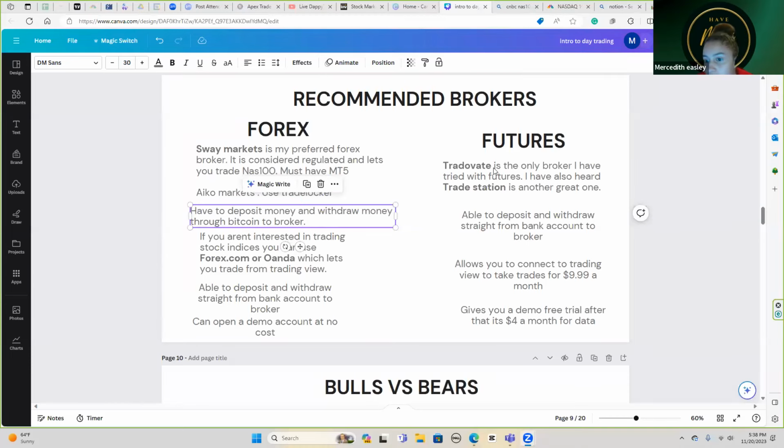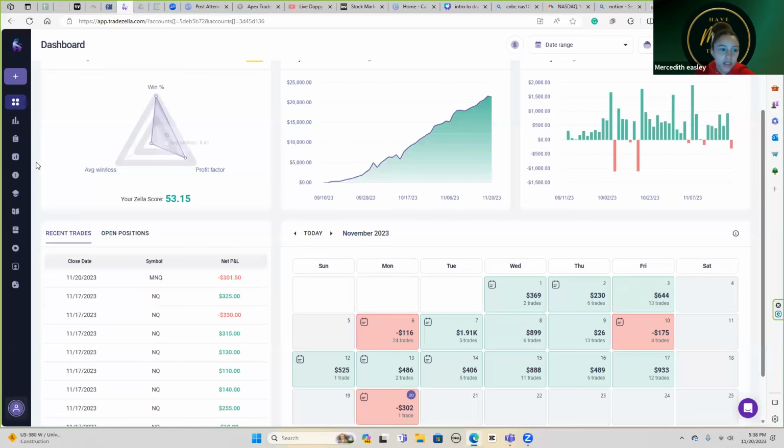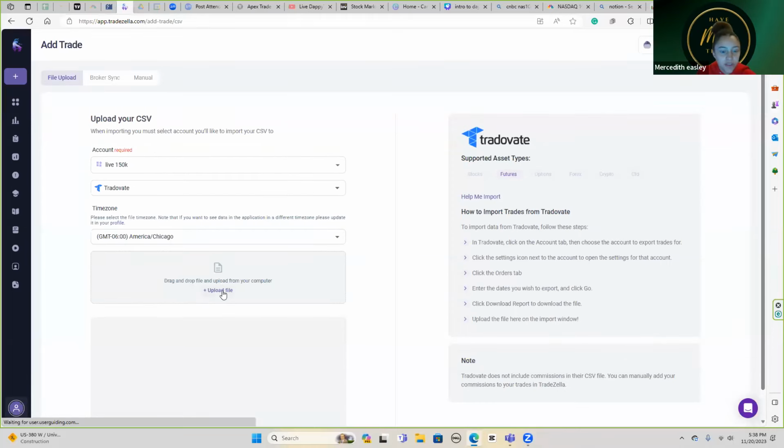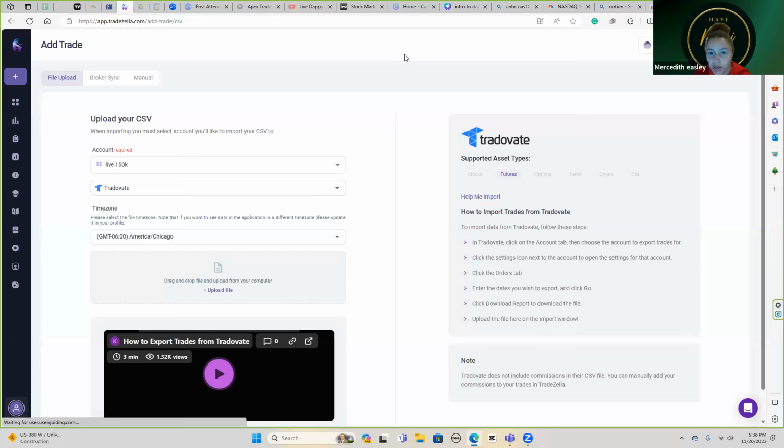All right. Can you use TradeZilla with a funded account? Yeah, you just add your orders onto it, right? So when you go to TradeZilla, you go here, you go to add trade, live 150, and you upload the order that you download from Tradovate.